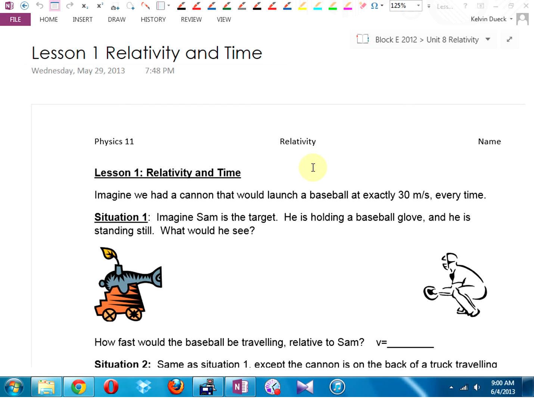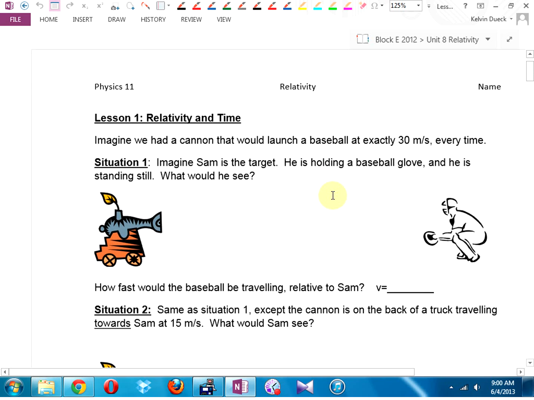So, introduction to the theory of relativity. And we're going to start out looking at time. And we're going to do a thought experiment. Suppose we had a cannon that could launch a baseball at exactly 30 meters per second every time. Can you visualize it? Okay.